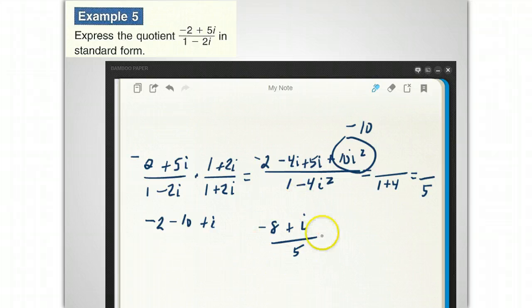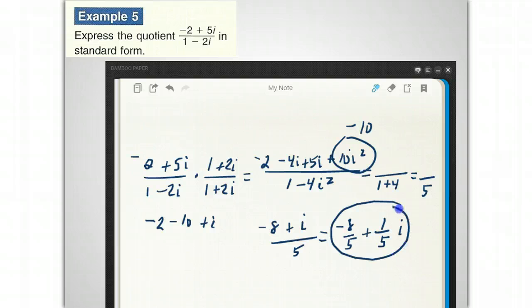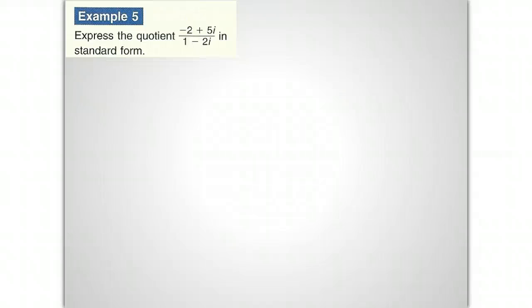Now I'm not circling this yet because this is not in standard form. Notice the directions say we want to write this in standard form. So to write in standard form, we'd write negative 8 fifths, that's negative 8 divided by 5, plus 1/5 i. And that number now is written in standard form. So complex conjugates become really important when we want to try to do division with complex numbers and not have a denominator be a complex number.